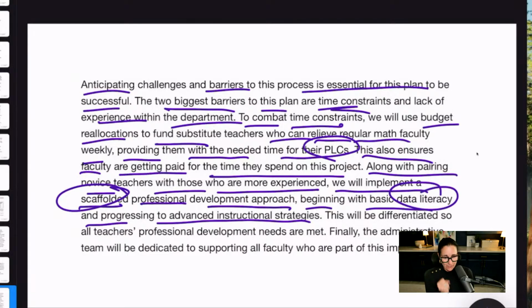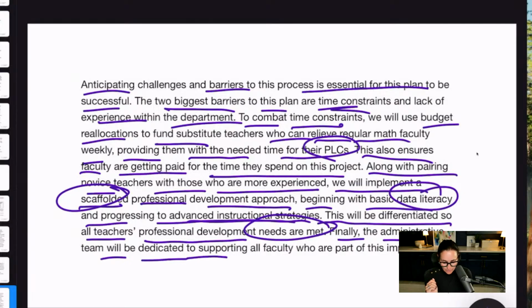I'm getting specific on what we're going to teach teachers and move to advanced. Awesome. Now I say this will be differentiated so all teachers' professional development needs are met. Finally, the administrative team will be dedicated to supporting all faculty. Okay, we're here to support. Check, check, check. 1, 2, and 3.